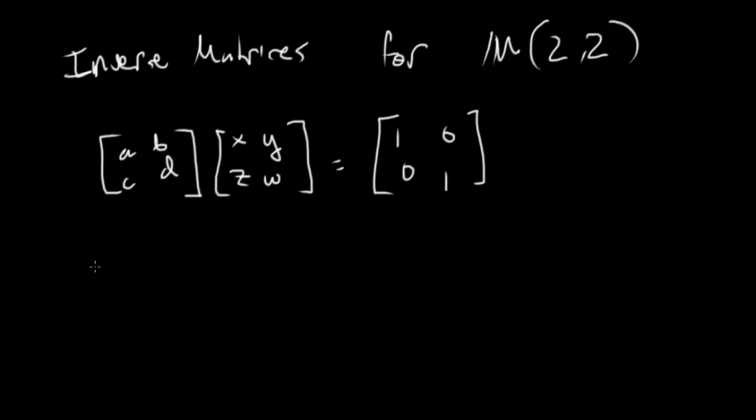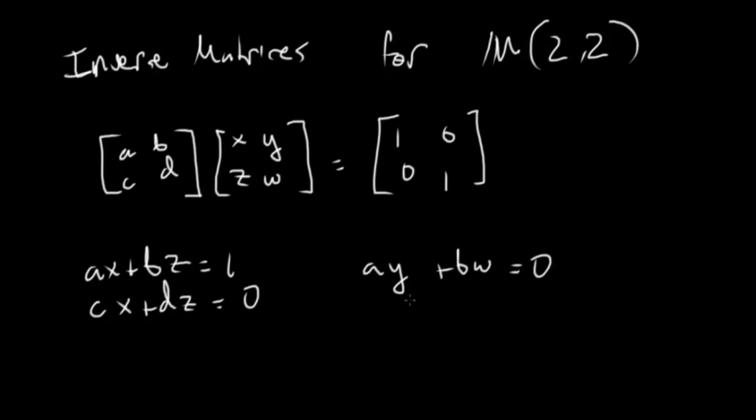So AX plus BZ is equal to 1. A times X, B times Z is equal to 1. C times X plus D times Z, that should be 0. We have AY plus BW is equal to 0, and CY plus DW equals 1. Here is our system. Let's solve it.